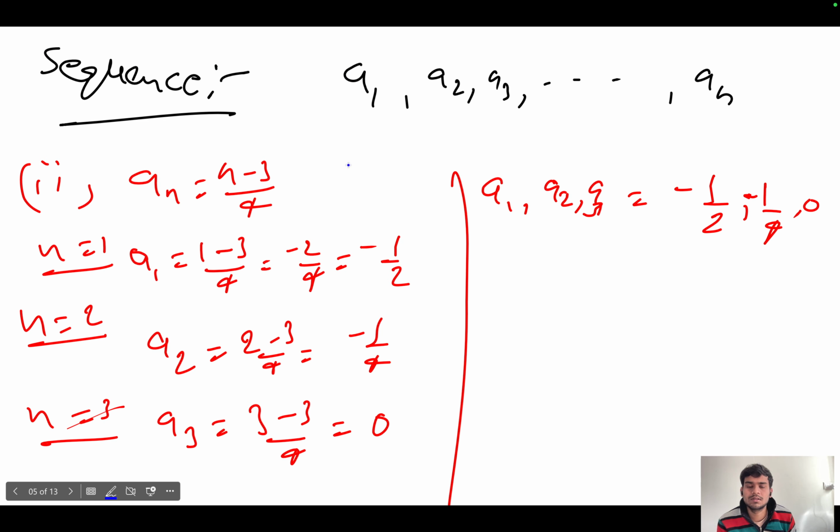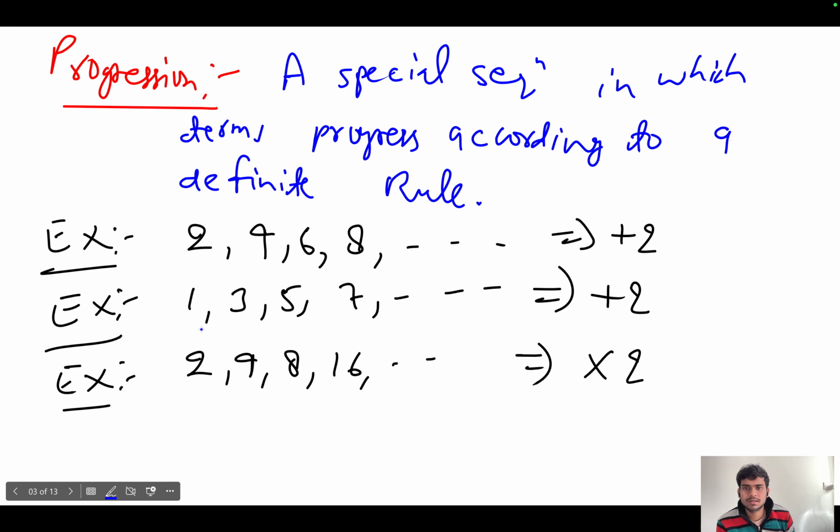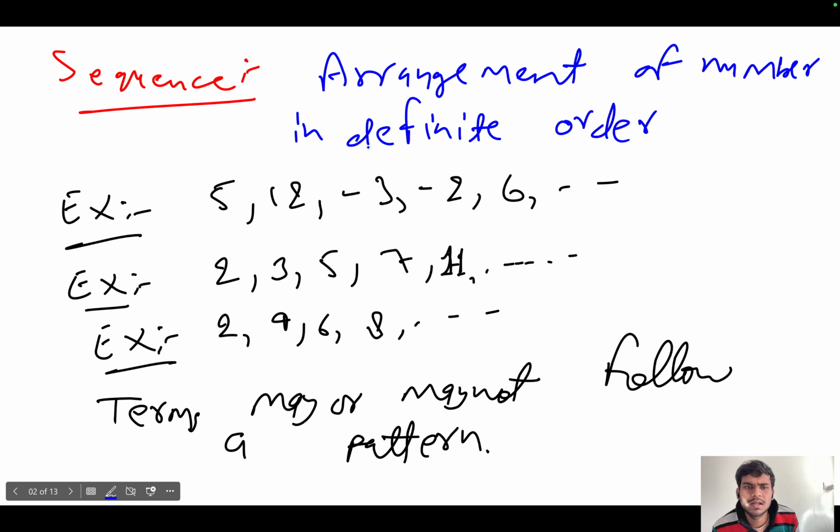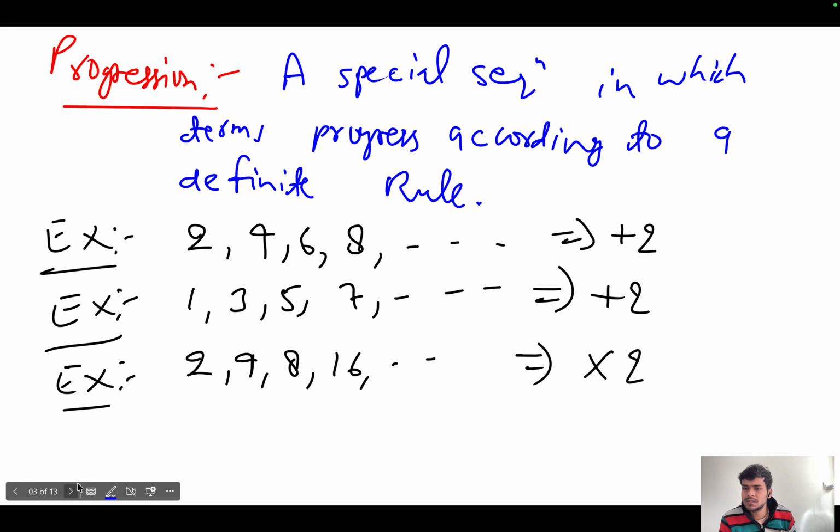The general form of a sequence is a1, a2, a3, dot dot dot, an. A progression is a special sequence in which terms progress according to a definite rule, and we saw some examples of it. A sequence is an arrangement of numbers in a definite order, and the terms may or may not follow a pattern. It means every progression is a sequence, but every sequence is not a progression.